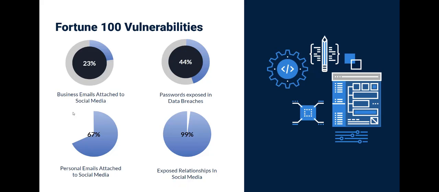Here we conducted a Fortune 100 study of top executives across the top companies, and some of the statistics are represented here, and we can see, right, some of these are quite significant. Business emails attached to social media accounts, 23% of top executives. And if these statistics are true for the Fortune 100 companies, imagine how it exists for the rest of us.